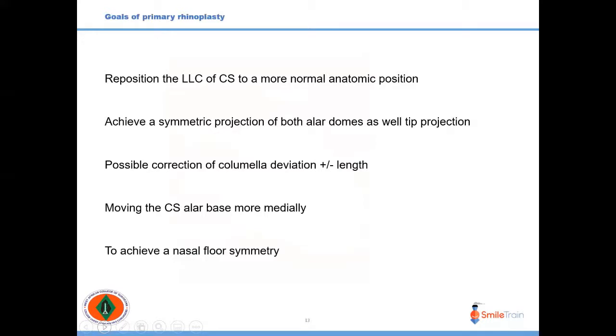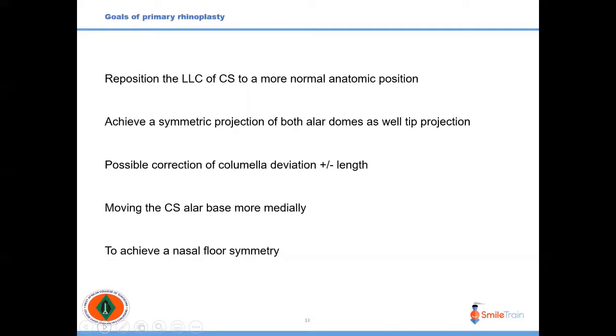Therefore, with this anatomy in mind, the goals of our rhinoplasty then become: one, repositioning of this separated, deformed cartilage into a more anatomic position to achieve symmetry of both alar domes as well as the tip projection.